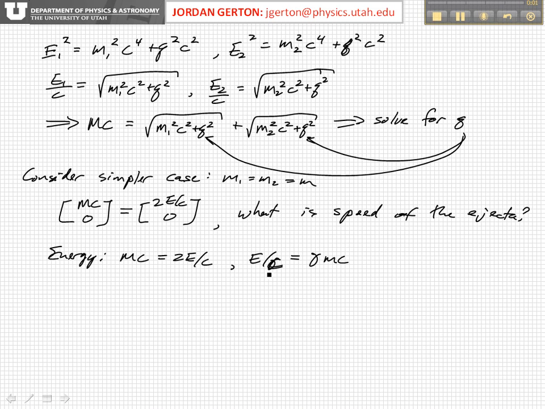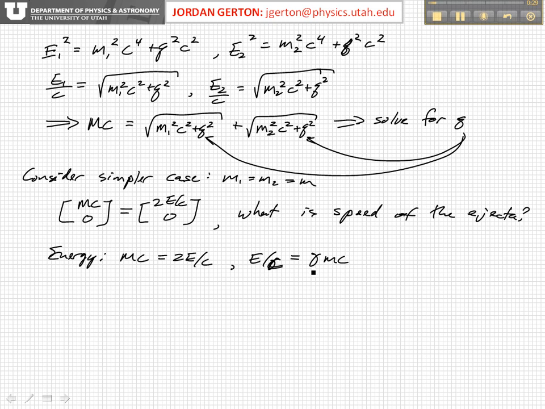Okay, so we left off here. You equate the two energy components, or the two first components of the four-momentum, before the decay and after the decay. E over c is just gamma mc, right?